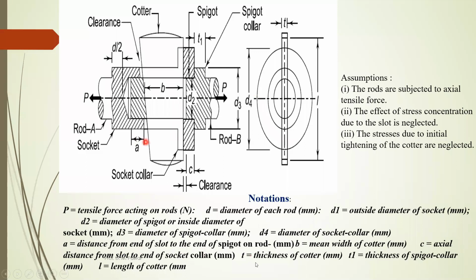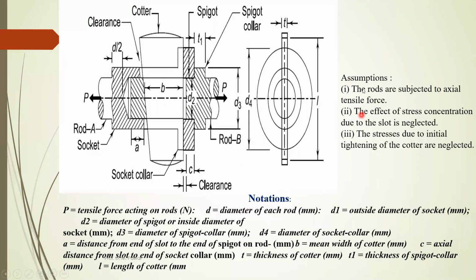a is the distance from the end of the slot to the end of the spigot. This one is a. b is the face width, the minimum width of this cotter. c is the axial distance from the slot to the end of the socket collar. c is this distance, and t is the thickness of the cotter, and t1 is the thickness of the spigot collar, and length l is the length of the cotter. These are all the dimensions we need to find out in this design procedure.